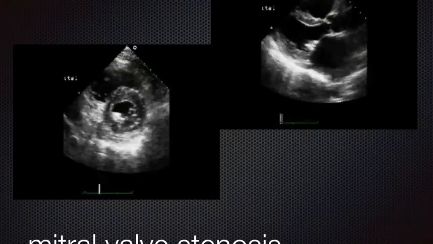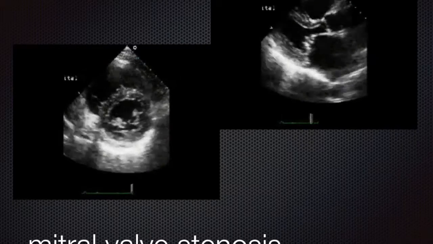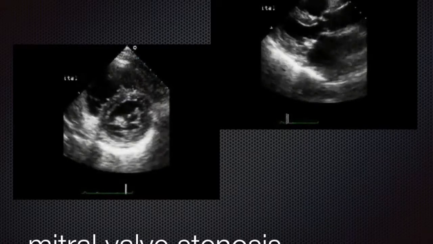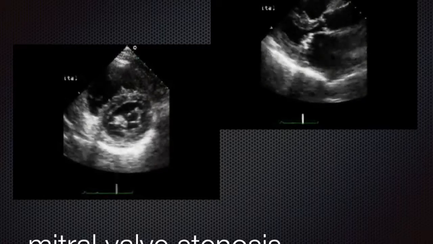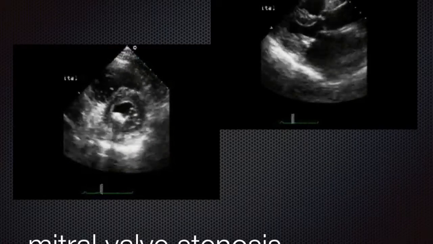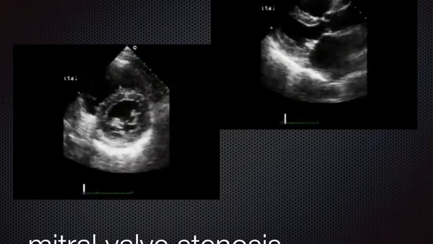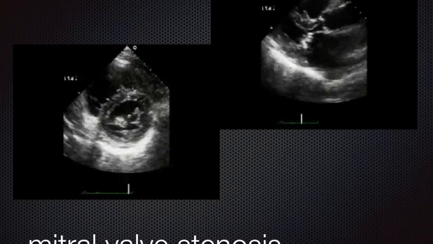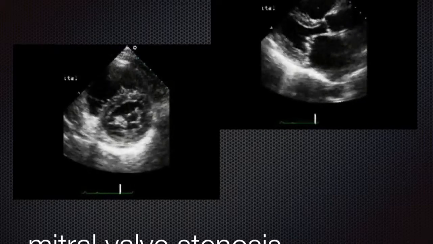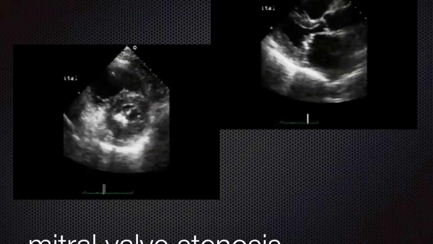So the left image is the parasternal short axis at the mitral valve level, and you can see it's much brighter, enhancing, so it's shown up as white, and certainly the anterior leaflet is not moving to what you'd expect. The parasternal long axis is up on the top right image here, and you can see the aortic valve is thickened and not opening much.